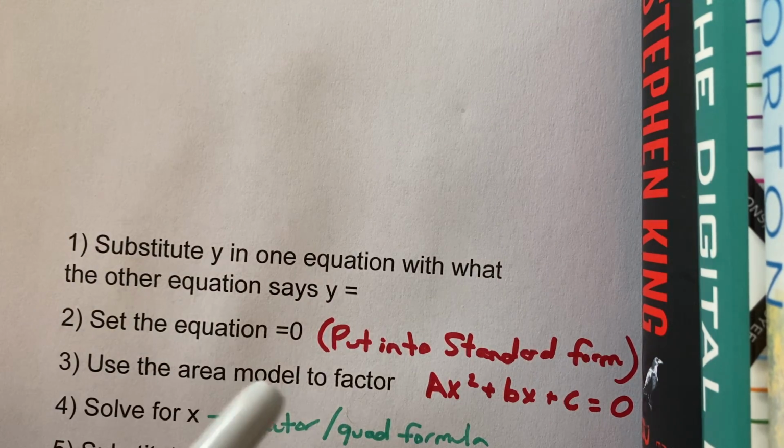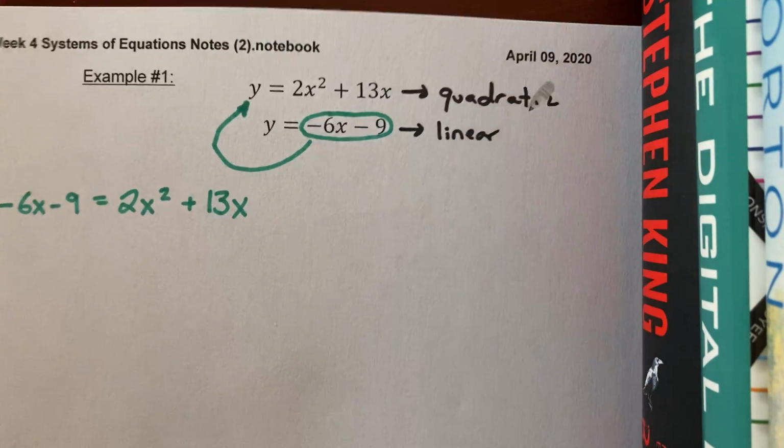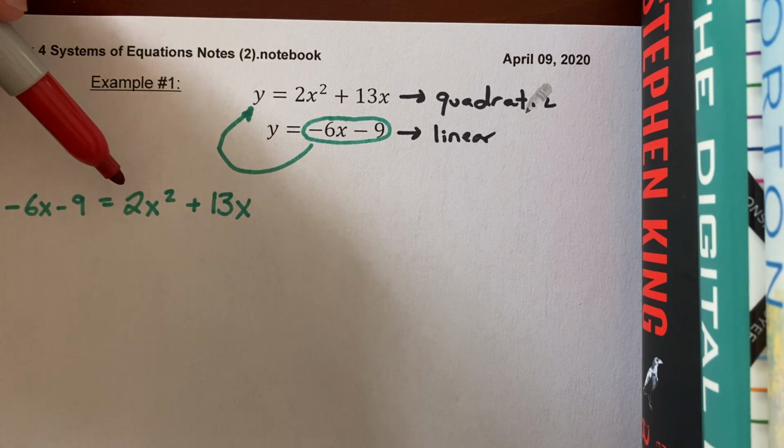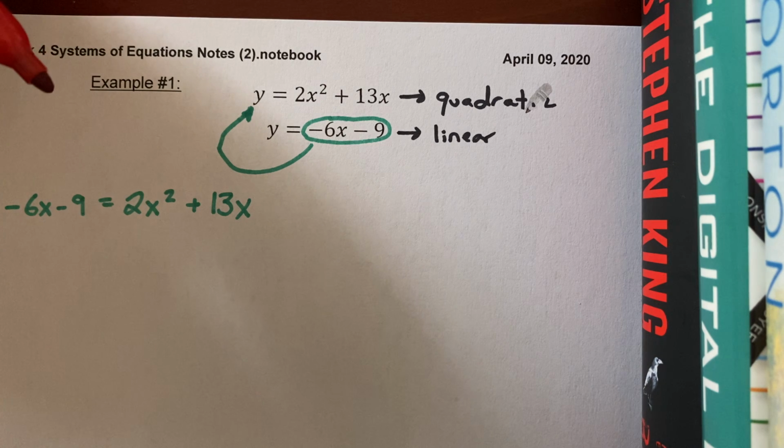All right, step 2 down here, it says set the equation equals 0. That's a fancy way of saying put it into standard form, which just means get everything on the exact same side of the equal sign. So it doesn't matter if you move things to the left or to the right. I like to keep my a value, remember, a is always the coefficient of x squared, positive. It doesn't really matter, it's just a personal preference.